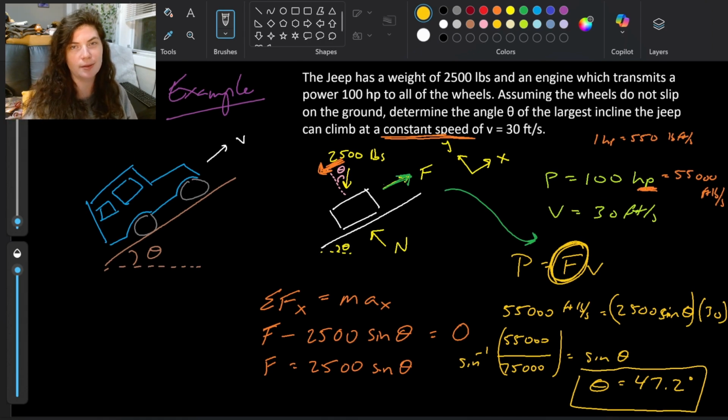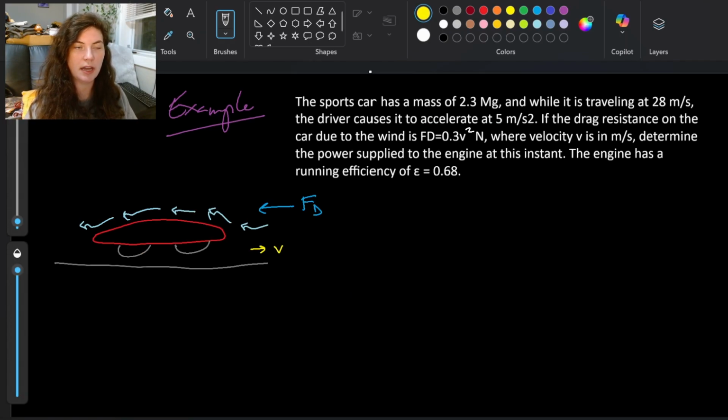Anyways, let's do one more problem. Let's take a look at one more example, and this time we'll incorporate the idea of efficiency along with our power. In this example, we have a sports car that has a mass of 2.3 megagrams, and while it's traveling at 28 meters per second, the driver causes it to accelerate at 5 meters per second squared. The drag resistance on the car due to wind is Fd equals 0.3 v squared newtons, where velocity is in meters per second. Determine the power supplied to the engine at this instant. Our engine has a running efficiency of 0.68.